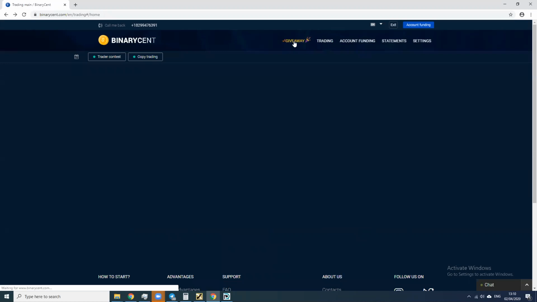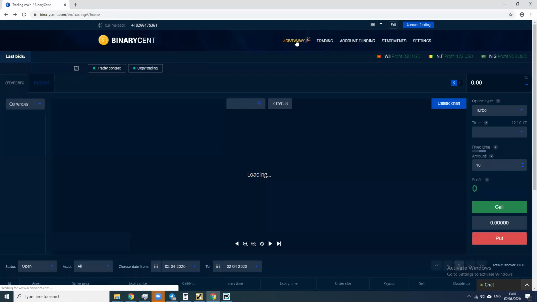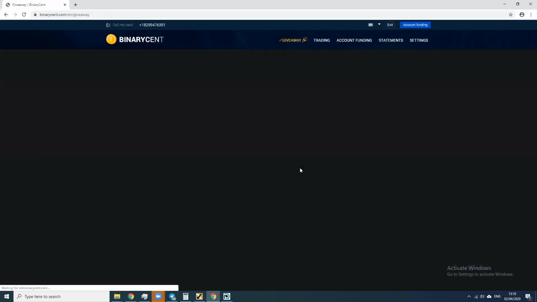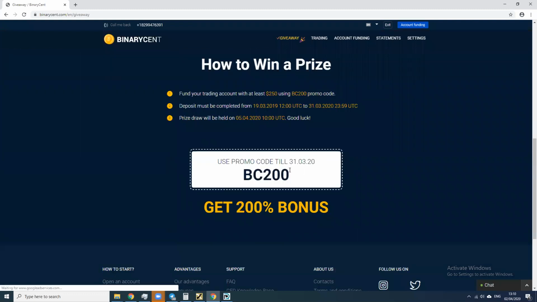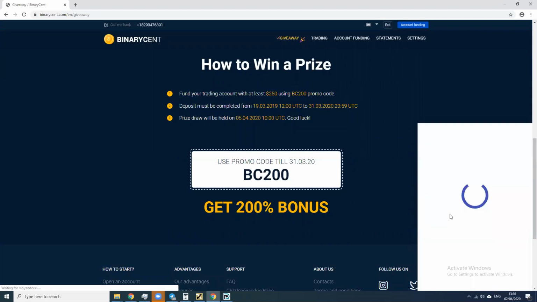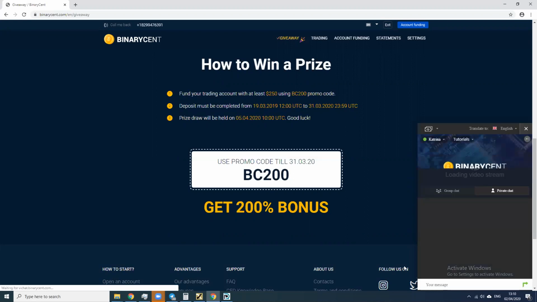Now, let me just see here. Is the giveaway still working? They may be offering a 200% bonus still. Well, it says the 31st, but you can send them a chat. See, there's chat here. You can send them a quick chat and ask them, is the promo code still working? BC200, that will give you a 200% bonus. My one only gives you a. Well, let's just ask her now.